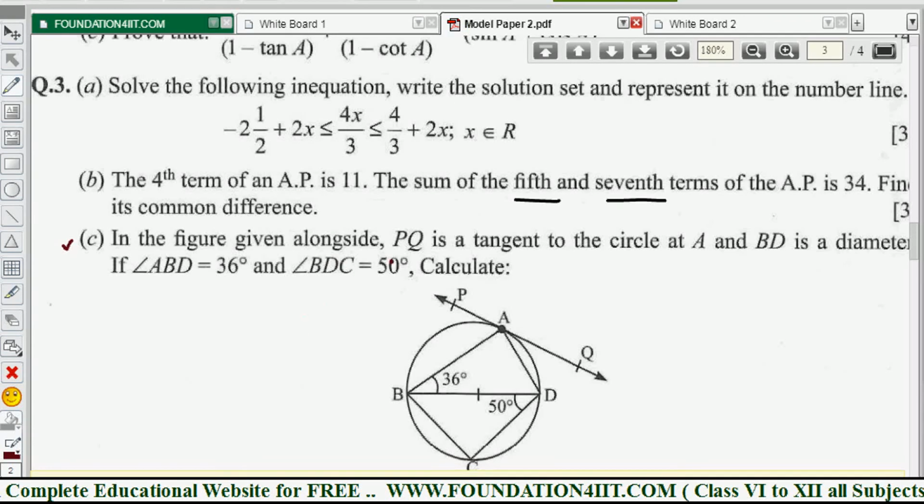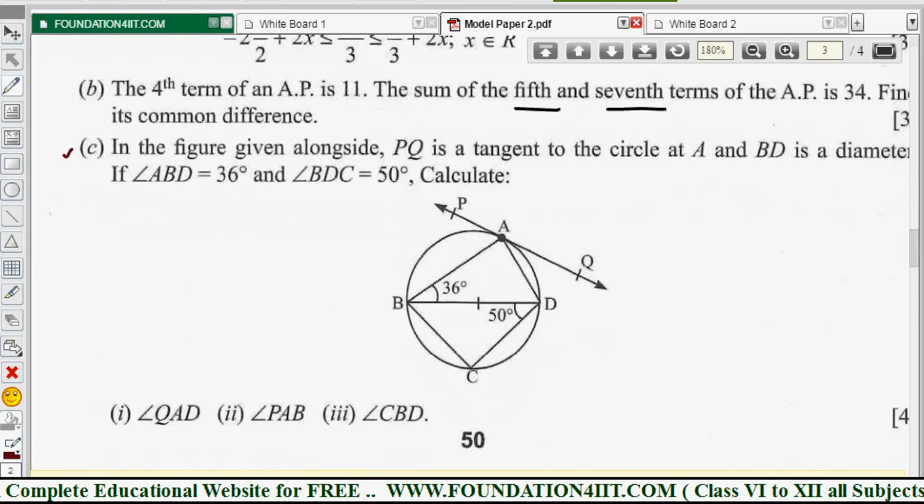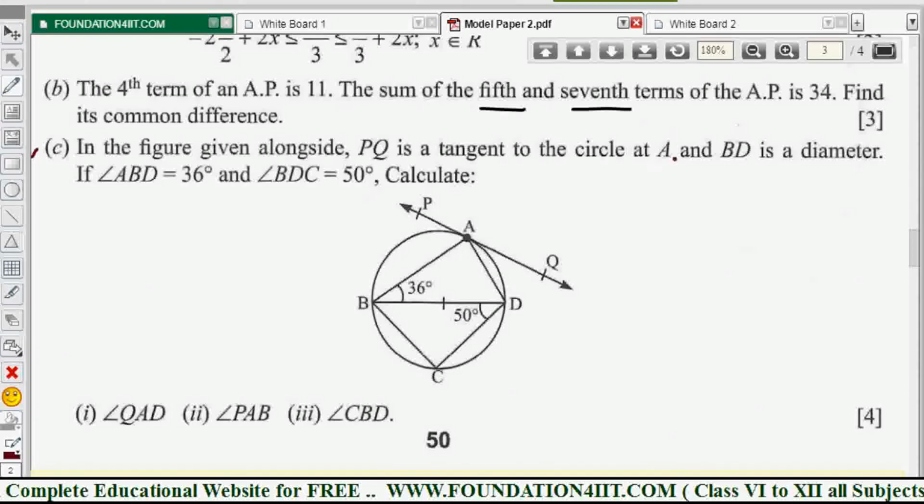In the given figure, PQ is a tangent to the circle at A. BD is the diameter. If BD is the diameter, this side is a semicircle and the other side is a semicircle. Angle ABD is 36 degrees and angle BDS is 50. Then we should calculate QAD, PAB, and CBD. These 3 angles you need to find out.